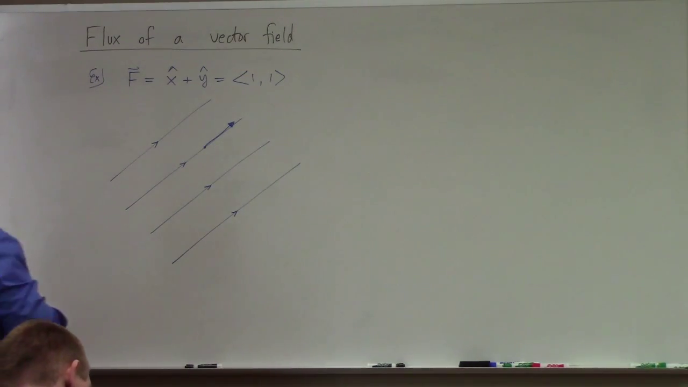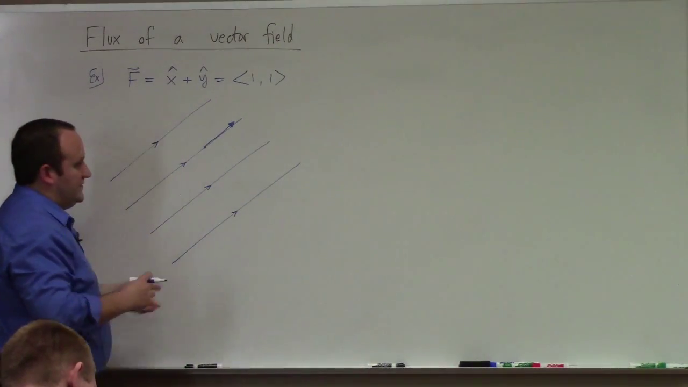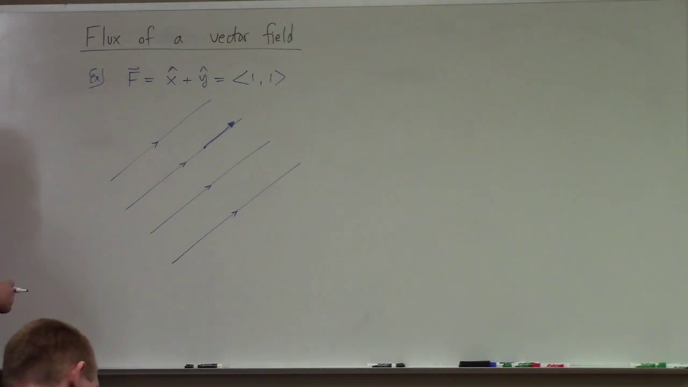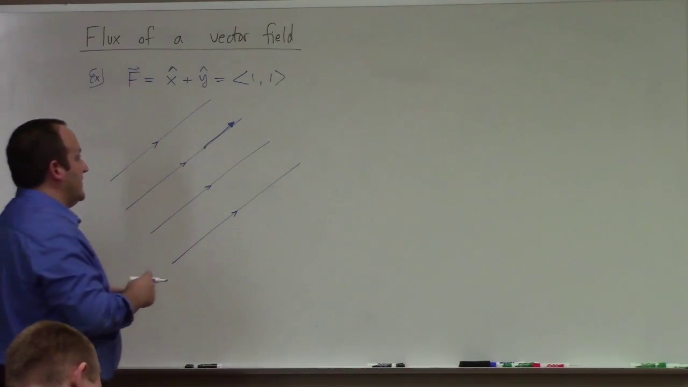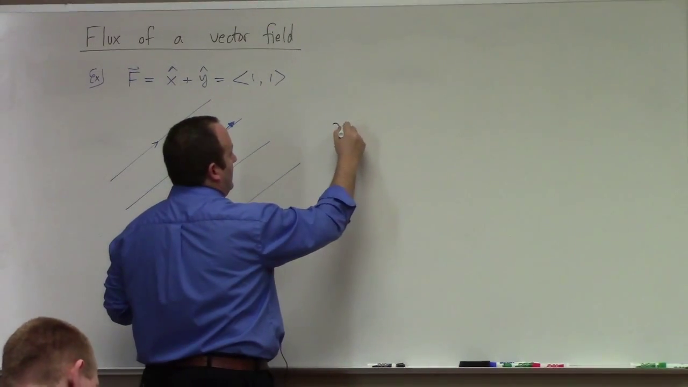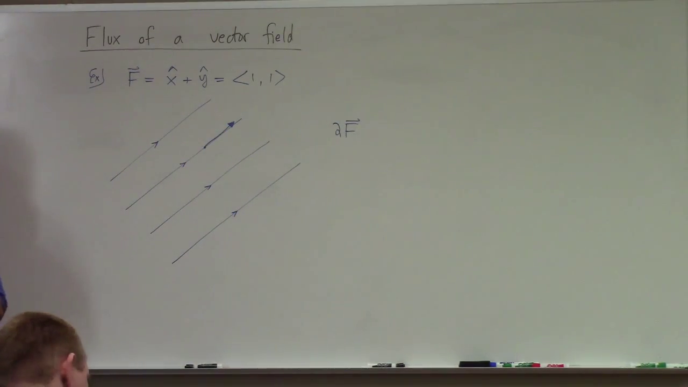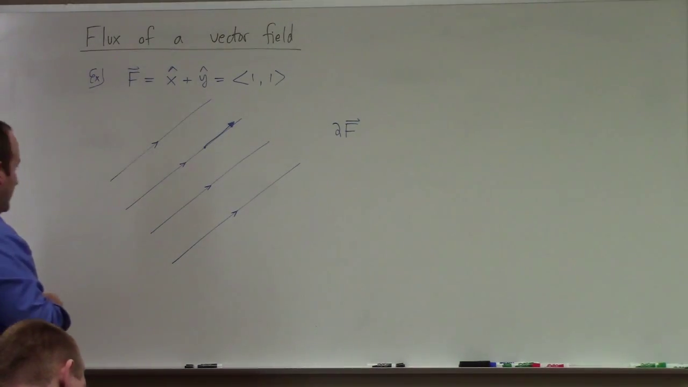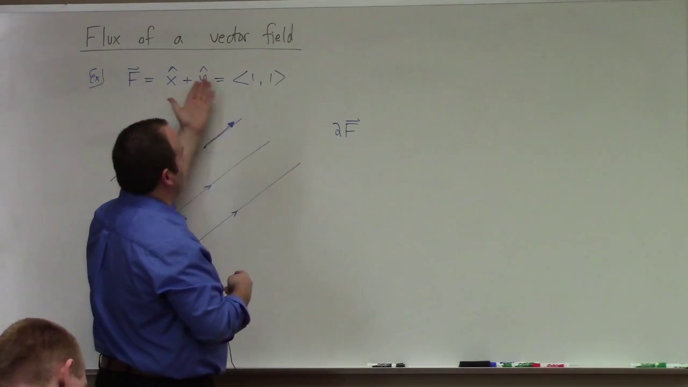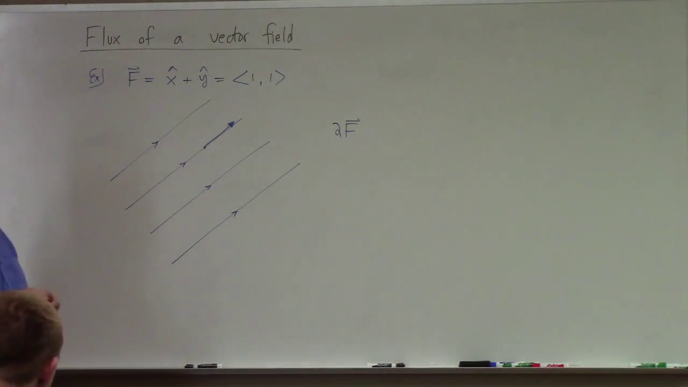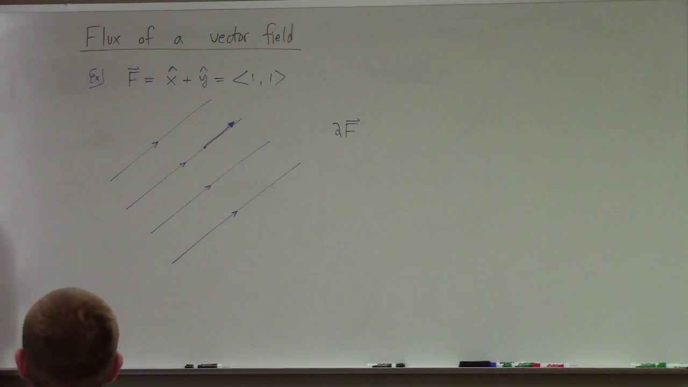Now, in this concept, you could also look at something like 2 times F, 2 times the vector field. And the convention is, what would the magnitude of 2F be versus the magnitude of F? Magnitude of F is the square root of 2. This new vector field has magnitude 2 times the square root of 2. It's twice as strong, right?